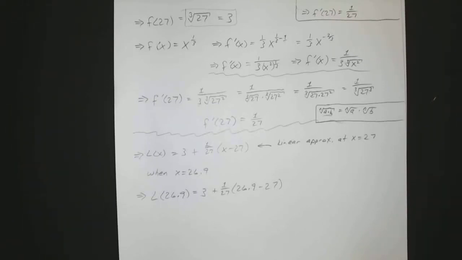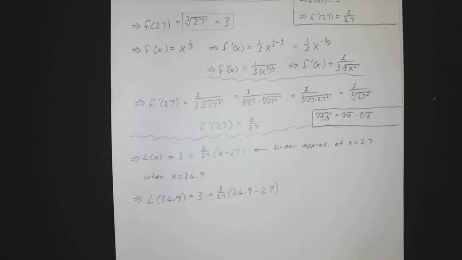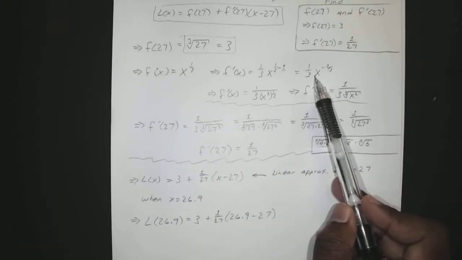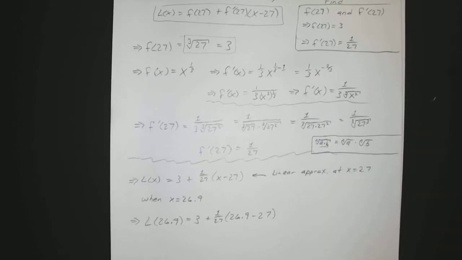Could we have just plugged in 27 to the first one that you got, 1/3 x to the negative 2/3? All the way up at the top, right there. This one? Oh yeah, you could have plugged it in there. I don't know if it would have been much help, but you could have plugged it in there.